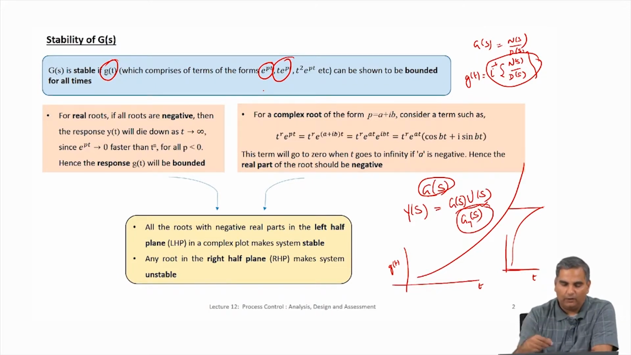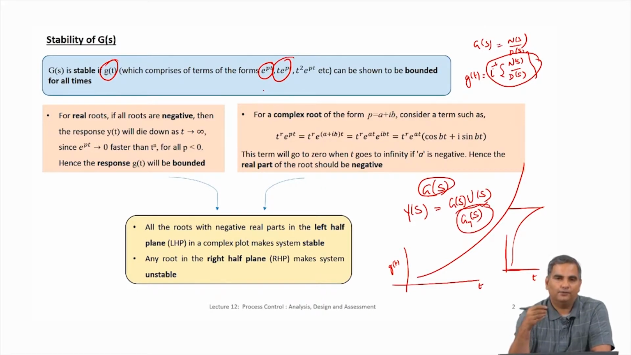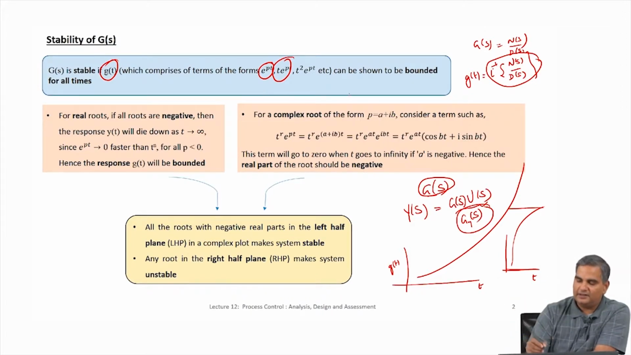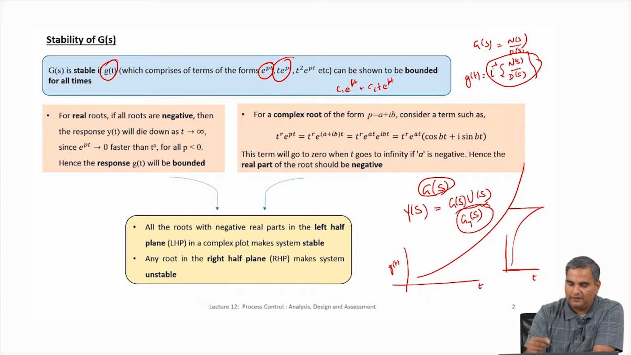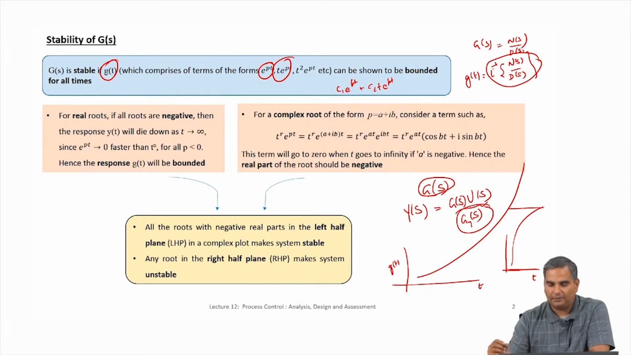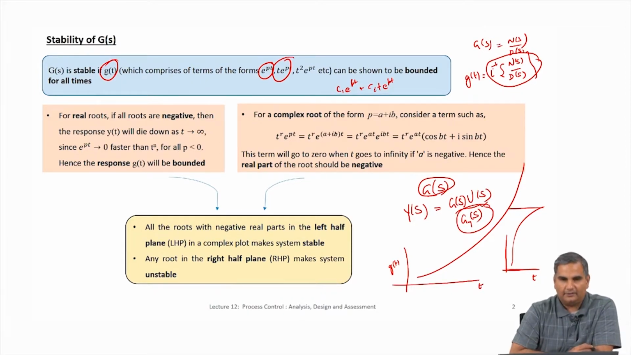Of course, around these terms there are going to be some constants, but those are constant numbers, so they are not really influencing whether g of t is going to be bounded or unbounded. So, basically in general you can think of this as having c1 e power pt, c2 t e power pt kind of terms, right, c3 t squared e power pt and so on. Now, we can look at each of these terms individually and ask the question, when would these terms go to infinity?